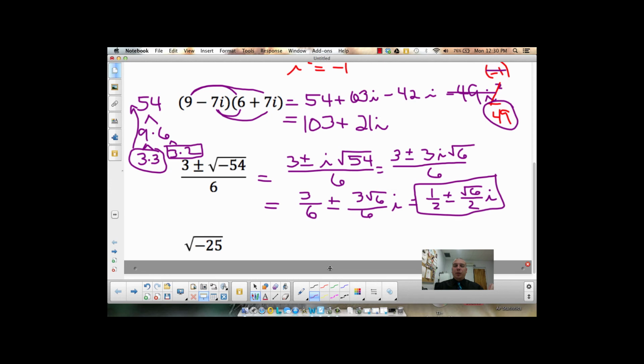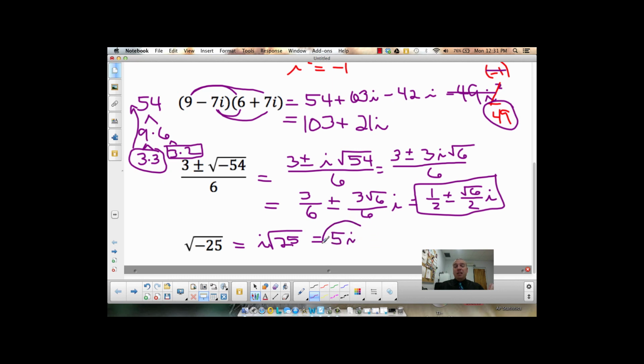All right, so if I have just a plain old square root of negative 25, first thing you've got to do, you've got to poke the i out. So I get i square root of 25. Well, we should be able to know what the square root of 25 is. Square root of 25, what number times itself, and we're only dealing with positives. So you've got 5i. And I'm done. That's it.